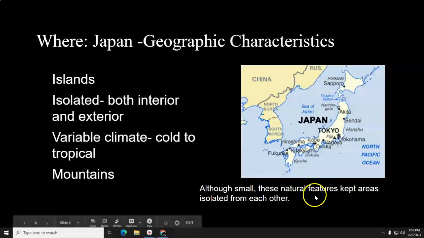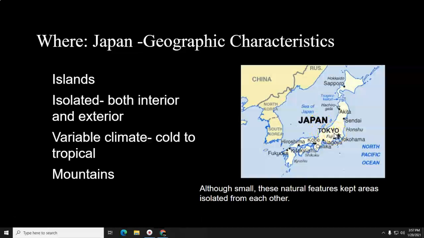When you look at this map, please notice Tokyo. That is when we talk about the city of Edo. That's the old name for Tokyo. That's its new name. And then later on we'll talk about Hiroshima, which is down here.